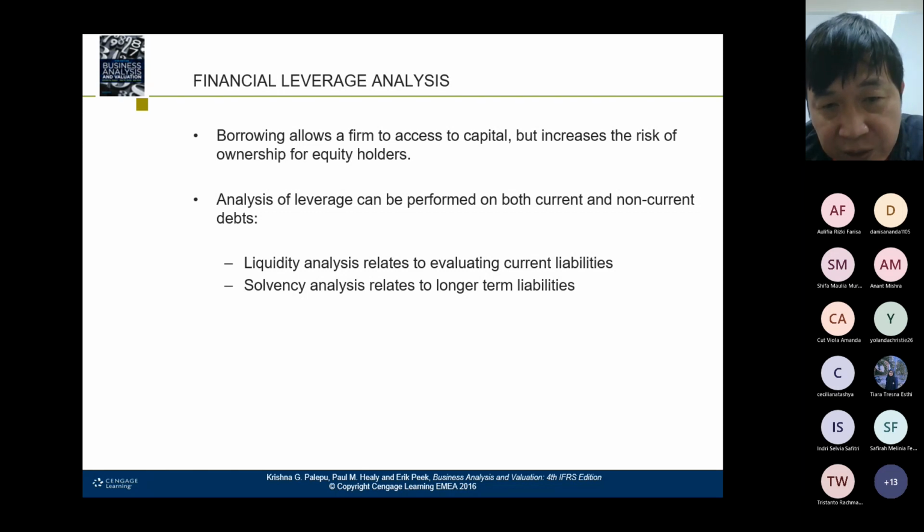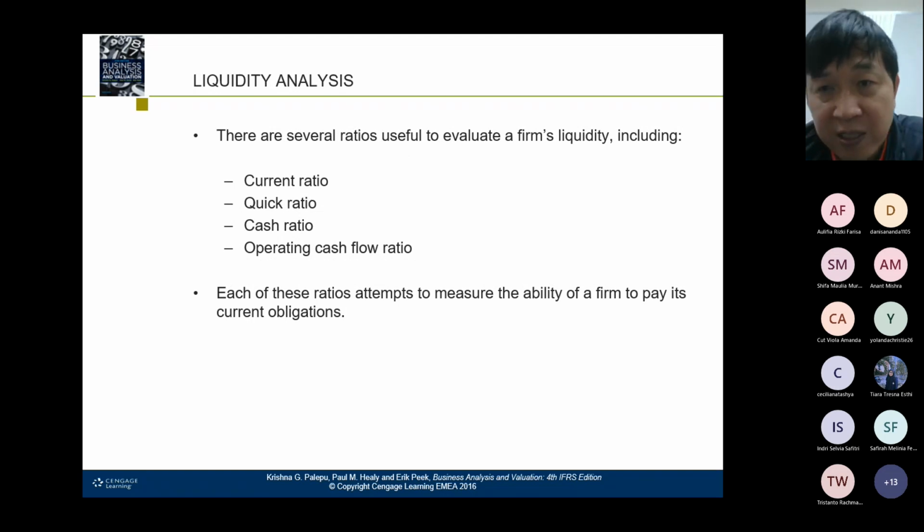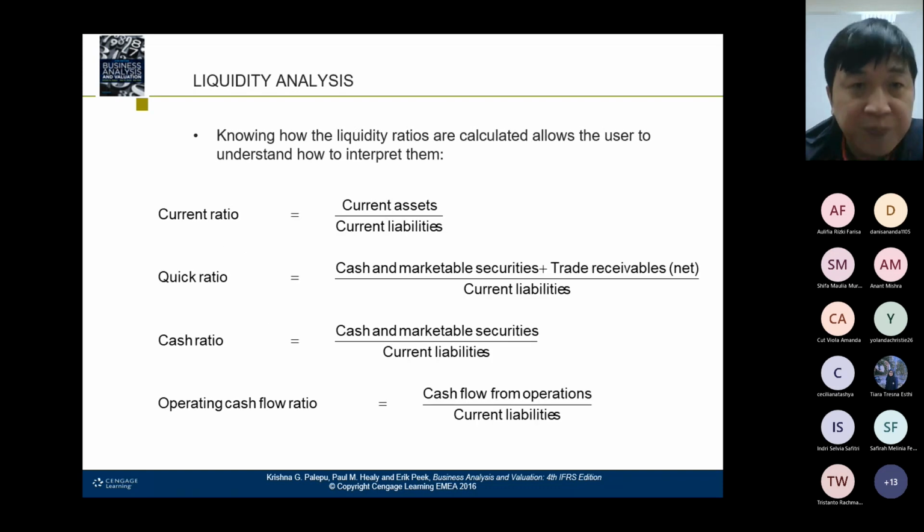Solvency analysis relates to the longer-term liabilities. Okay, so liquidity analysis: there are several ratios useful to evaluate a firm's liquidity, including the current ratio, quick ratio, cash ratio, and operating cash flow ratio. Each of these ratios attempts to measure the ability of the firm to pay its current obligations. Knowing how the liquidity ratios are calculated allows the user to understand how to interpret them.